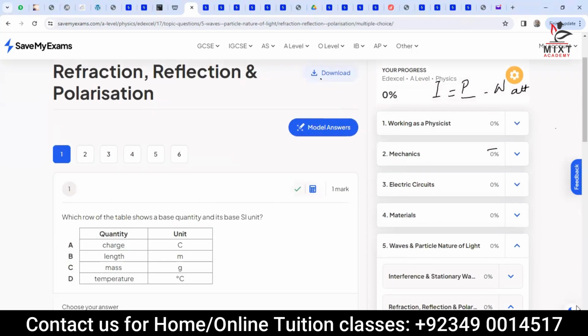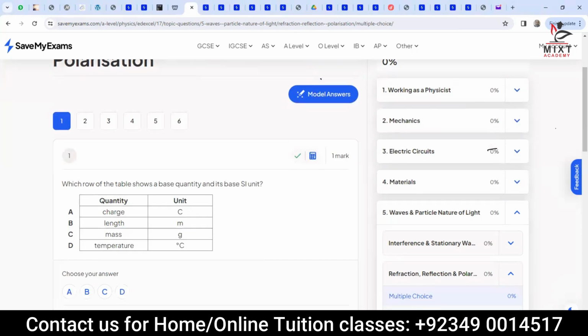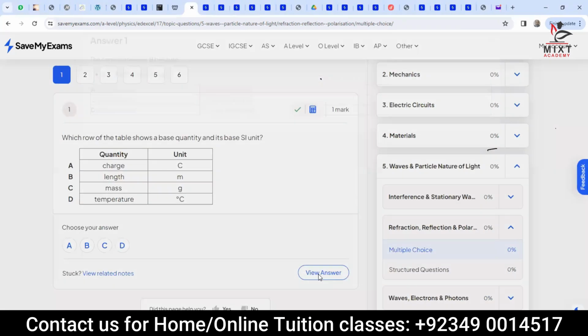Which one is a base unit? A, charge is C. B, length is C. Wait, aren't they all D? D, temperature. I don't know. They all are. What about mass? What about length? They're all correct. Except temperature. Temperature should be in kelvins. Yeah, but let's select any one of that. If you have to select, let's see.